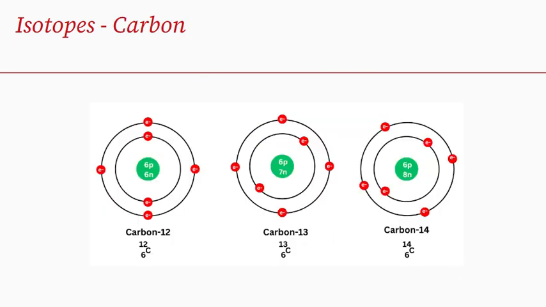Just as another example, here are three different versions of carbon isotopes. You have carbon-12, which has 6 protons and 6 neutrons, which gives us 12. We have carbon-13, which has 6 protons and 7 neutrons, which gives us 13. And you have carbon-14, which has 6 protons and 8 neutrons, which gives us 14.